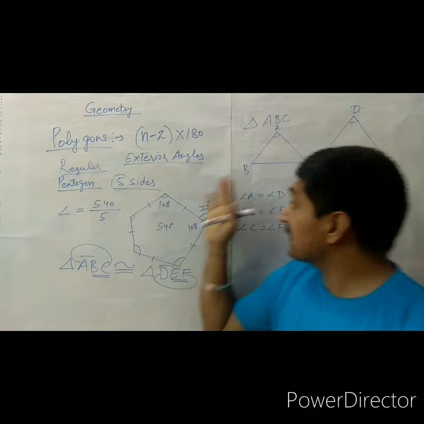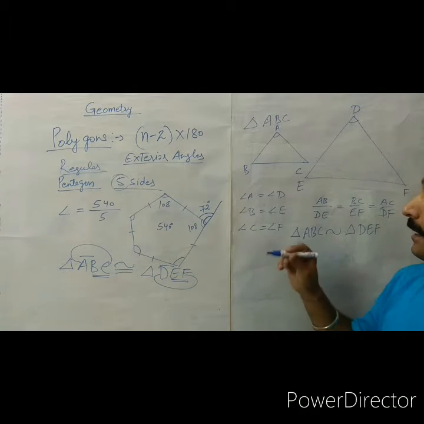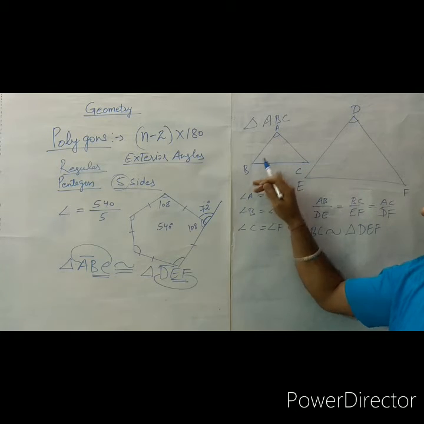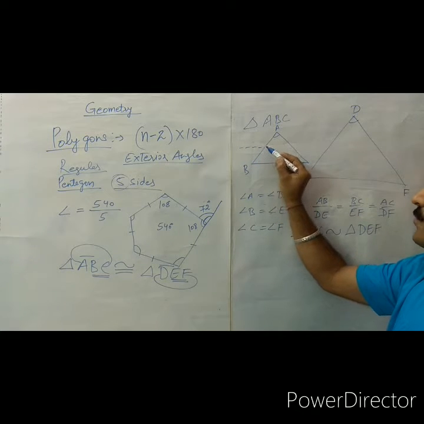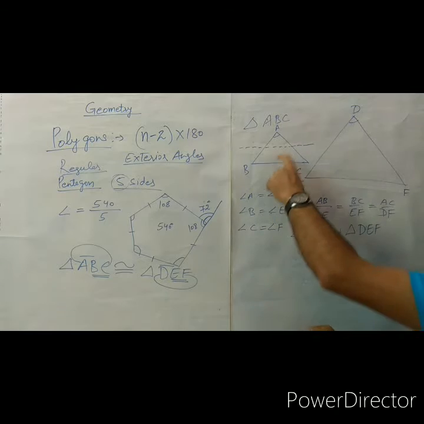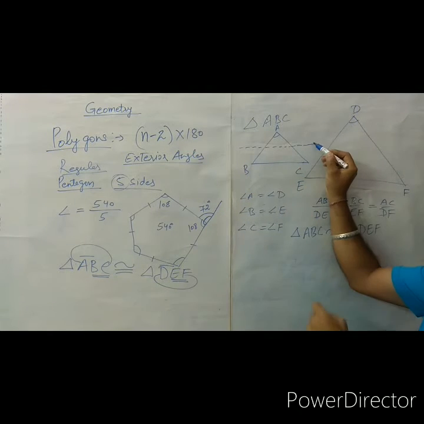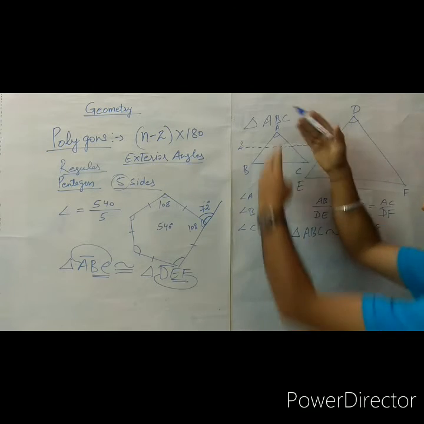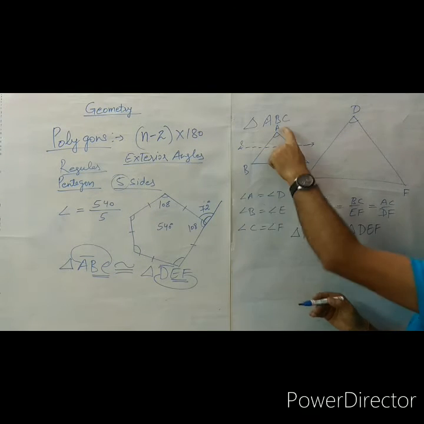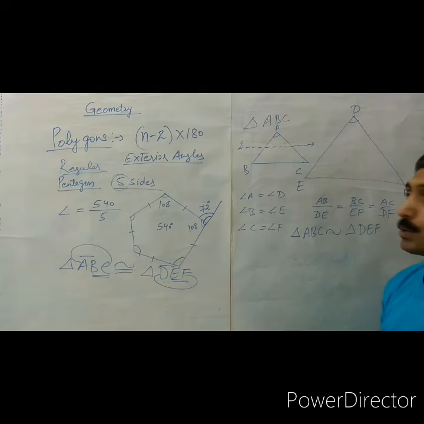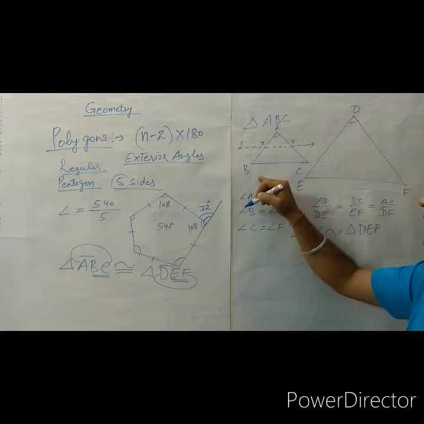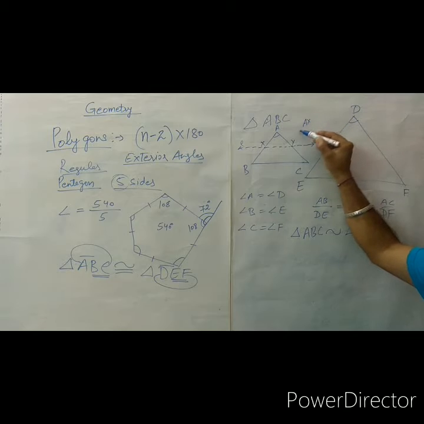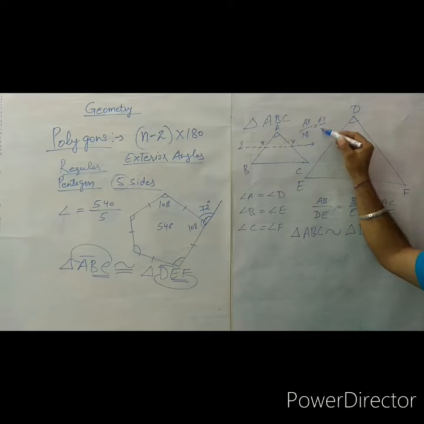The basic proportionality theorem says that if any line is drawn parallel to any one side, let this be BC, and any line XY is drawn parallel to this triangle side BC, then this line divides the other 2 sides AB and AC in the same ratio. Let this point be X, this point be Y. So BPT says that AX upon XB is equal to AY upon YC.